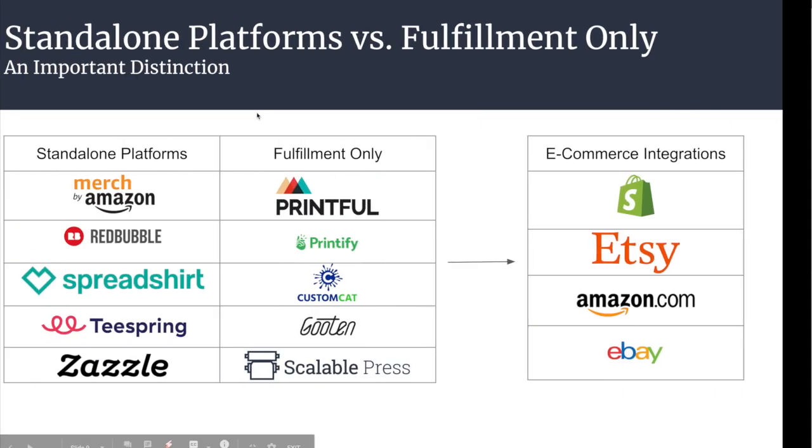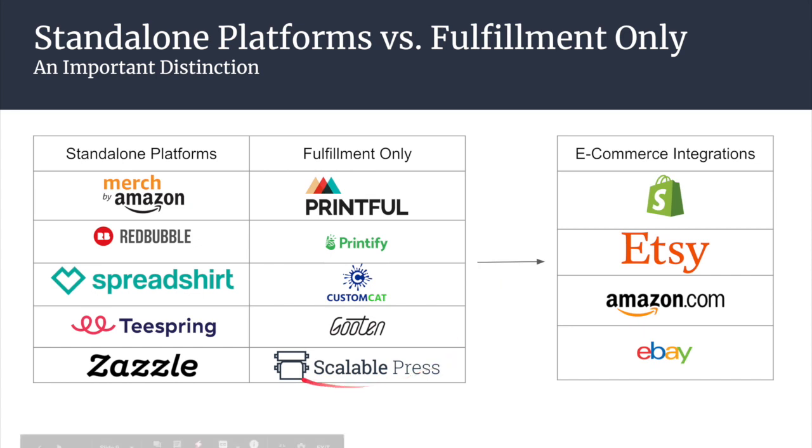So now the one thing I want to make you guys aware of, though, is, again, with the fulfillment only options, we do have to choose somewhere that our store is actually going to be listed. So if we choose Printful as our production partner, we are going to have to then list our products onto a store. So we can do it on Shopify or Etsy, Amazon, eBay. There's a bunch more here as well.